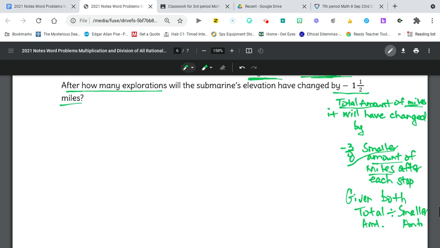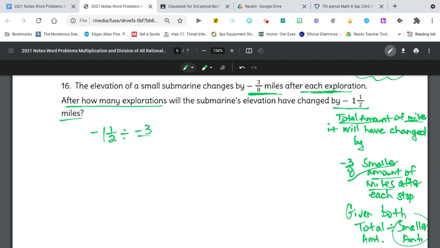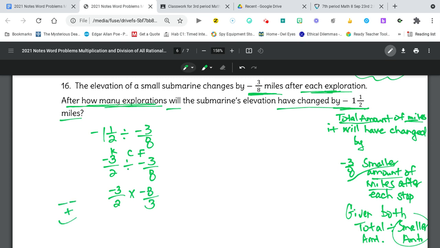So what's the total amount of miles that it changed by? Negative 1 1/2 divided by the smaller amount of miles that it changed by. Well, it changed by this each time, but this is over after all the explorations. It will have changed by that amount, that total. Okay. So now I'm just going to change this to an improper fraction. It's negative 3/2 divided by negative 3/8. And I'm going to keep, change, and flip. So that's negative 3/2 times negative 8/3. A negative times a negative is a positive.